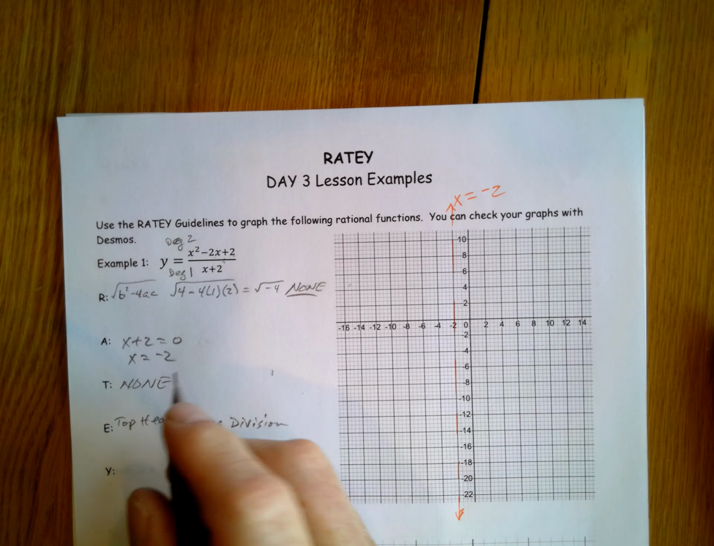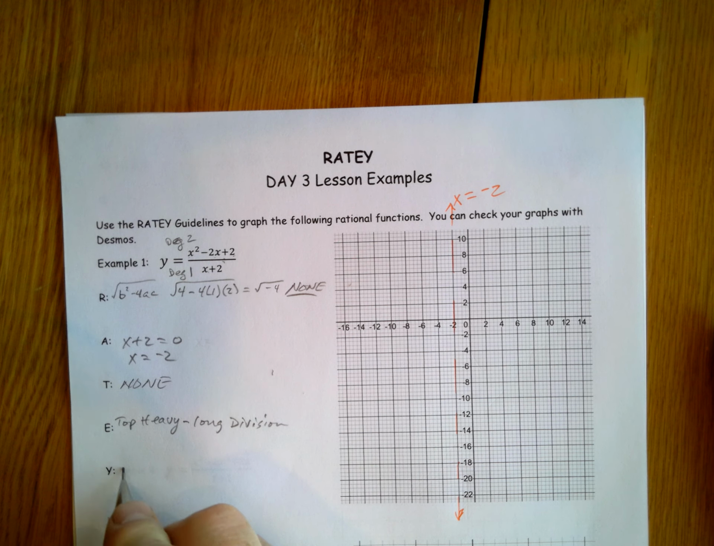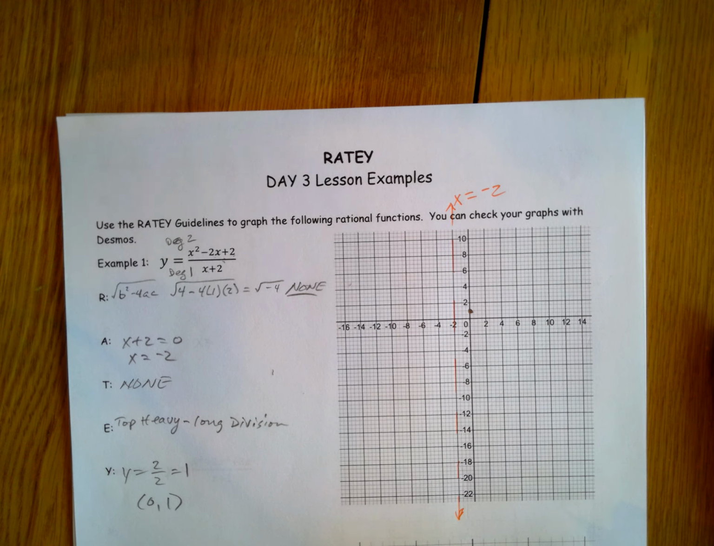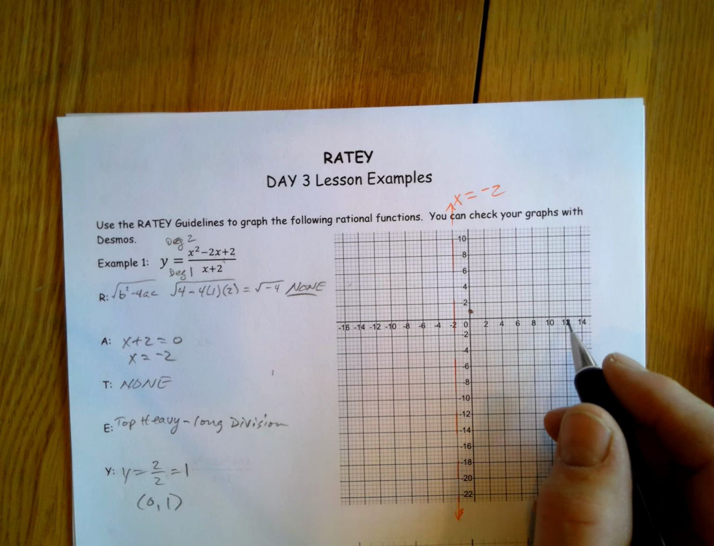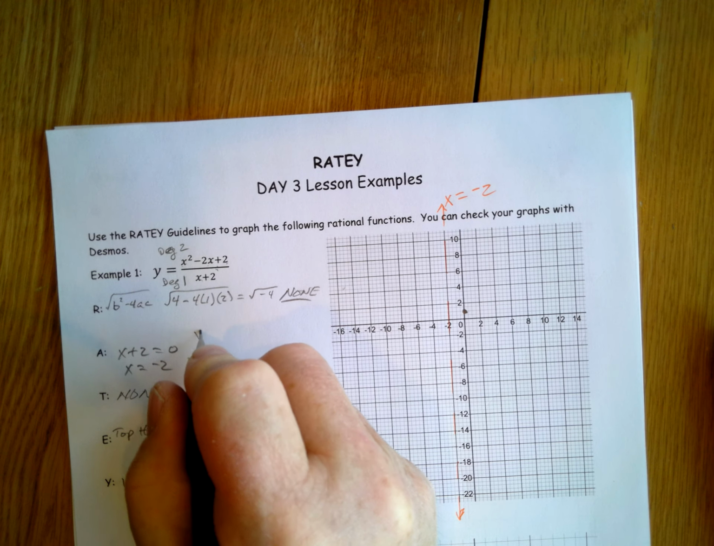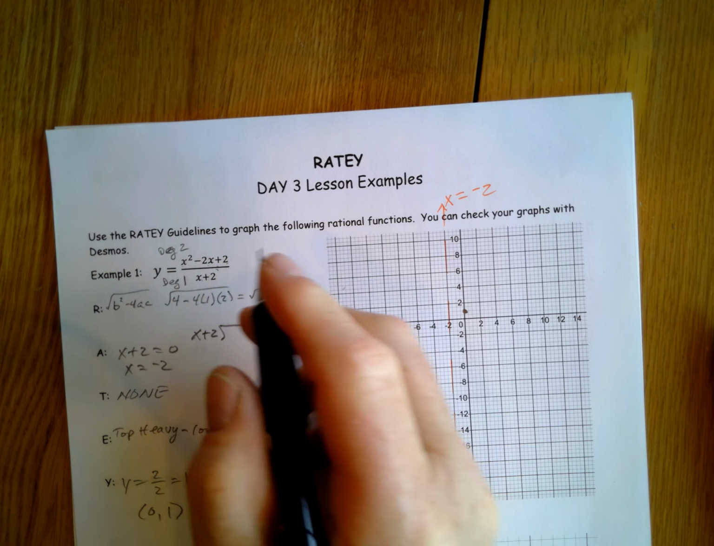Okay. Why don't we just do this real quick? If I put a 0 in here, here, and here, I get y equals 2 over 2, which is 1, which means 0, 1 is a y-intercept. So I'm going to put down my y-intercept. We don't have any roots, so we know it's not going to be there. And it's top heavy. So I'm going to take the denominator and divide it into the numerator.